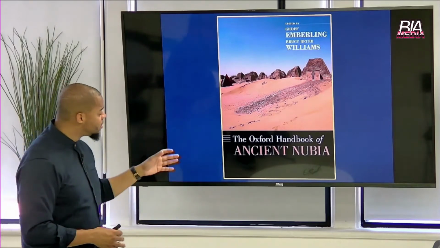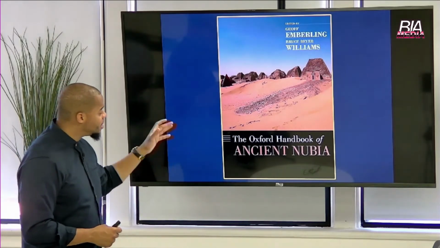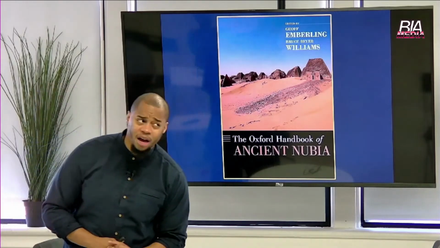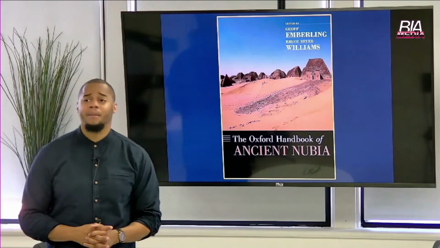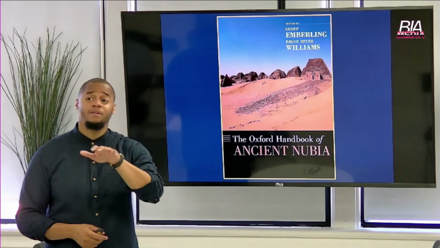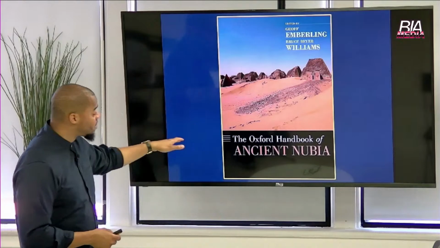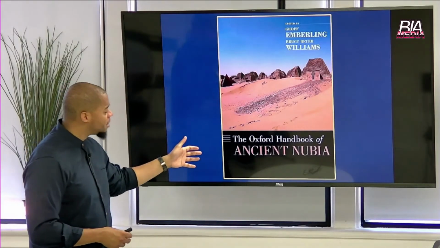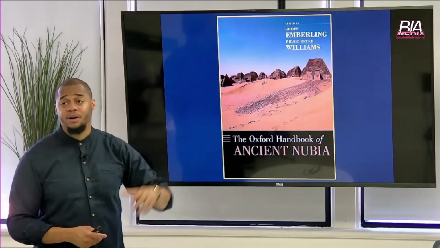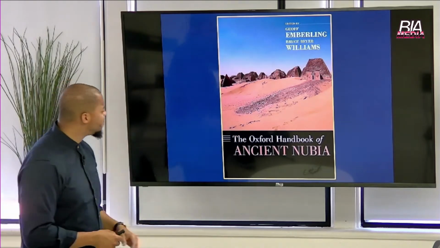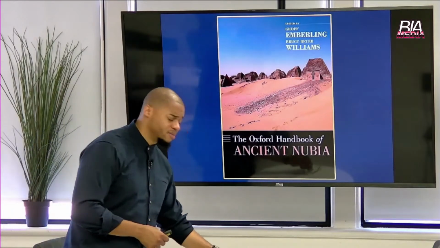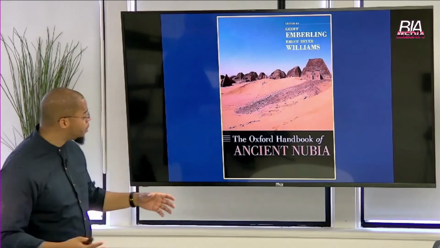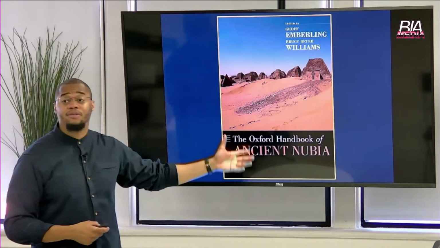If you're interested in this topic, the Oxford Handbook of Ancient Nubia came out in 2021. It is a book of, I think, a couple of thousand pages, but it's a compilation of works by a number of different scholars on various topics in ancient Nubian history. If you get a chance to get a copy, I think it's in paperback now, get it, and you can learn a great deal about Nubia. Emberling and Williams were the editors, and a number of other scholars are involved in it. A lot of what I talk about comes out of this text, if you want to double check what I'm saying.